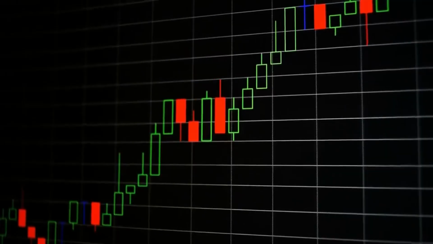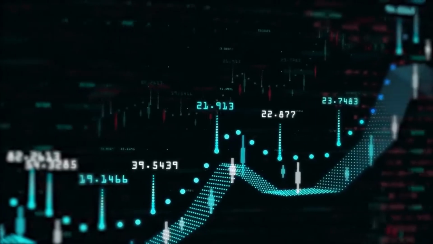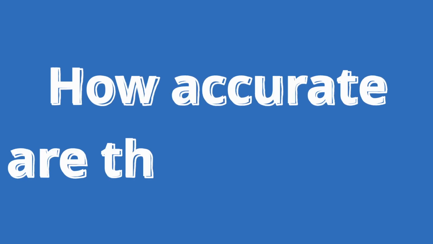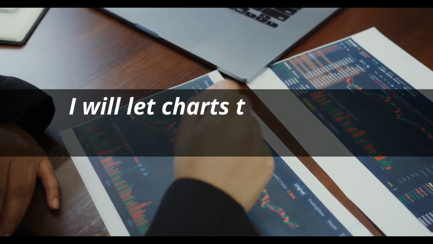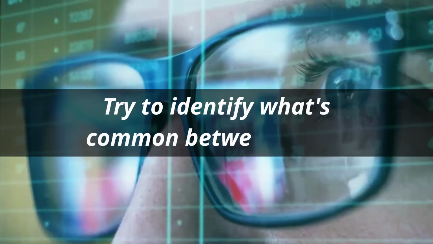You might have heard that candlesticks play a major role in price action trading and help us identify trend reversals with utmost accuracy. But how accurate are they exactly? I will let the charts themselves answer that question. Take a look at these 5-minute charts. Observe them carefully and try to identify what's common between all of them.